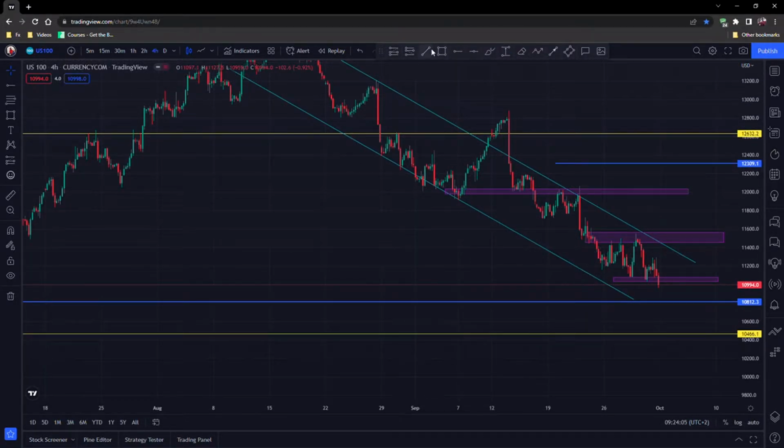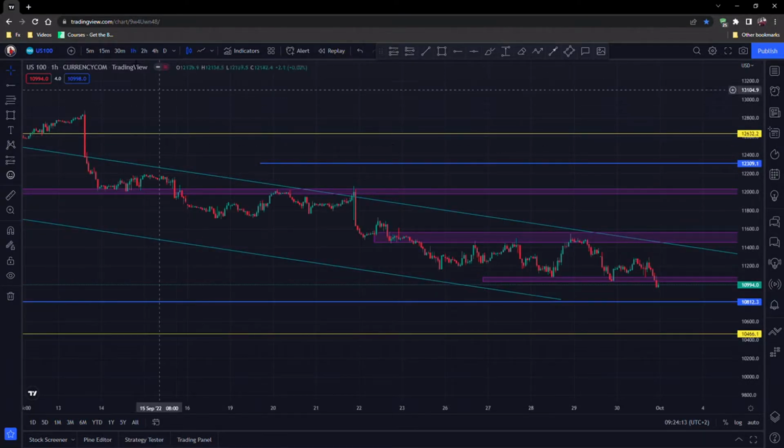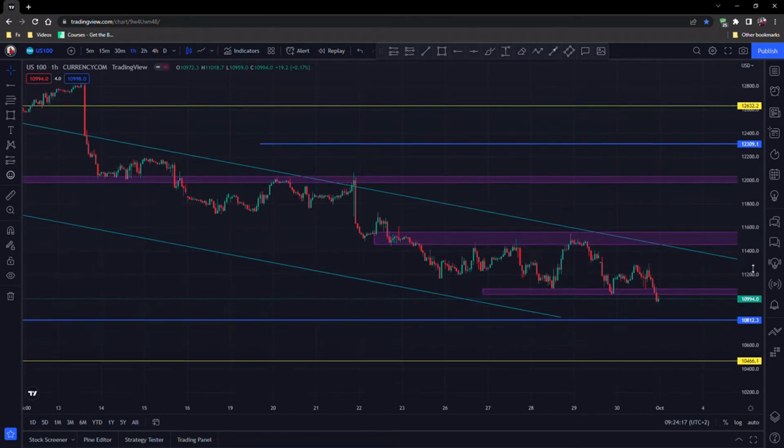So we'll be looking to bounce back here, but because we are on the 4-hourly, mostly during the week we'll be looking at the hourly, the 30 minutes, the 5 minutes for more direct entry, because this is gonna be our overall analysis.